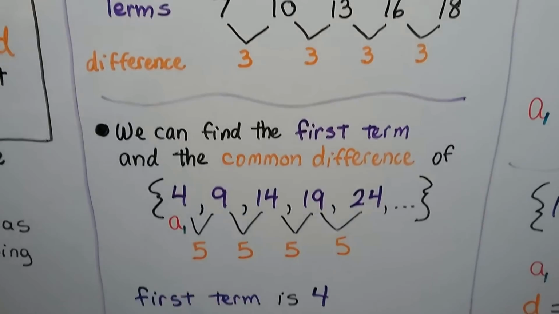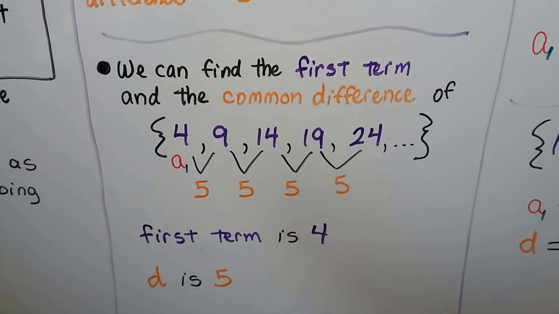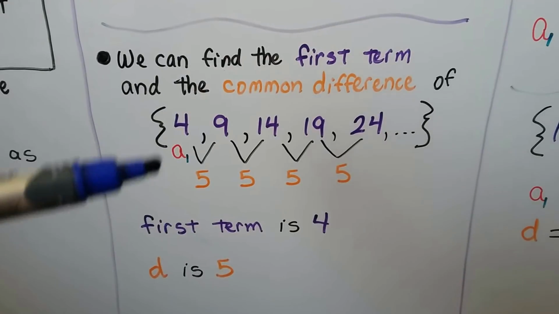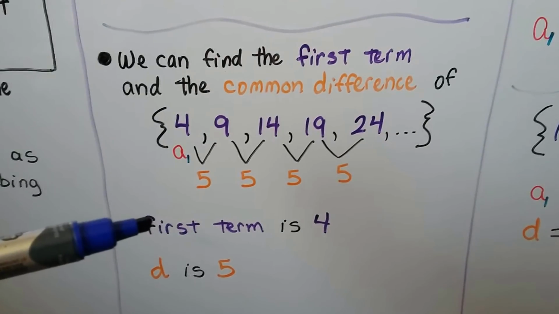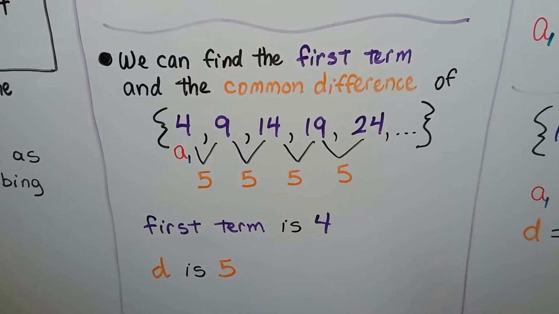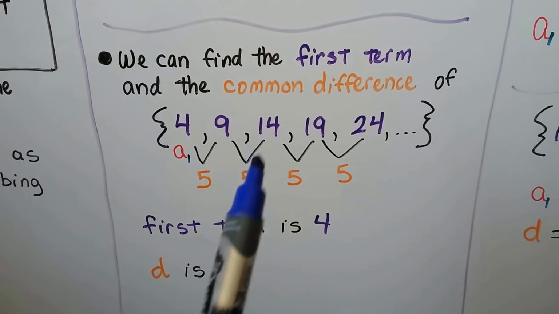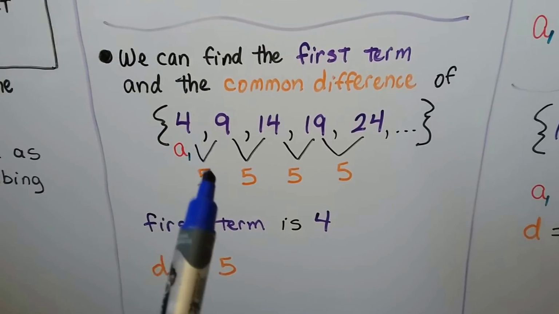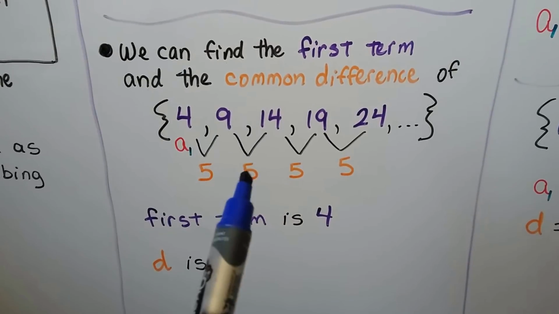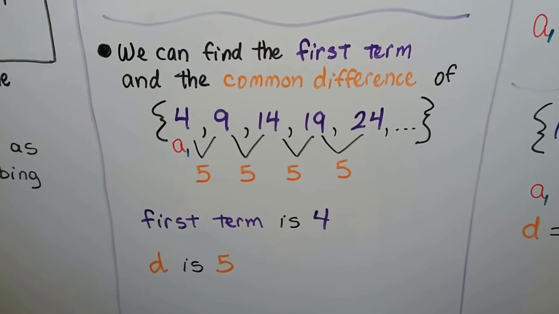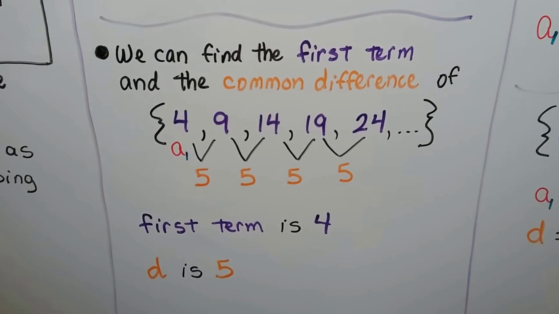We can find the first term and the common difference of this one. It starts with a 4, so the first term is 4. That's a sub 1. When we subtract 9 minus 4, we get 5. 14 minus 9, we get 5. 19 minus 14, we get 5. So the common difference D is 5.